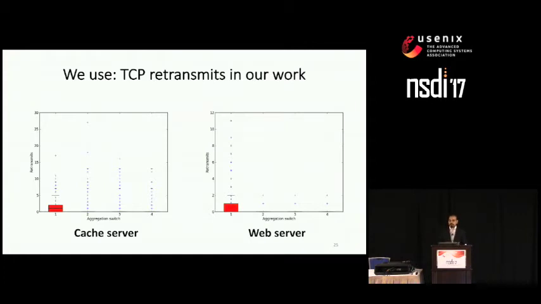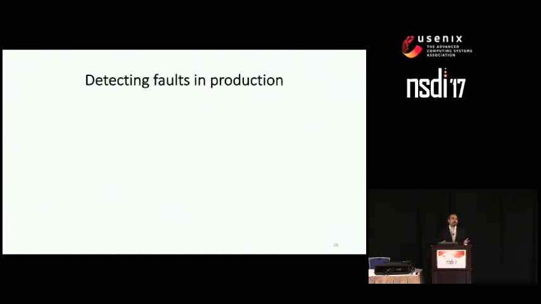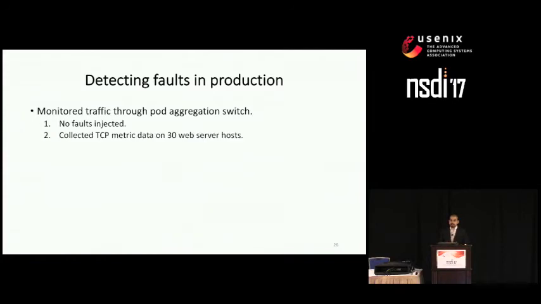So now I've shown that for inducing a fault, an outlier results. But ideally, this would also occur for faults that would organically occur in production. So what we did is we monitored traffic through a pod aggregation switch without injecting any faults. And we collected this TCP metric data for 30 web server hosts. And these are production hosts. And we use as our equivalent set the 4 line cards connecting the aggregation switch to the core layer. Each line card has an equal number of links, and as a result, it's a valid comparison.